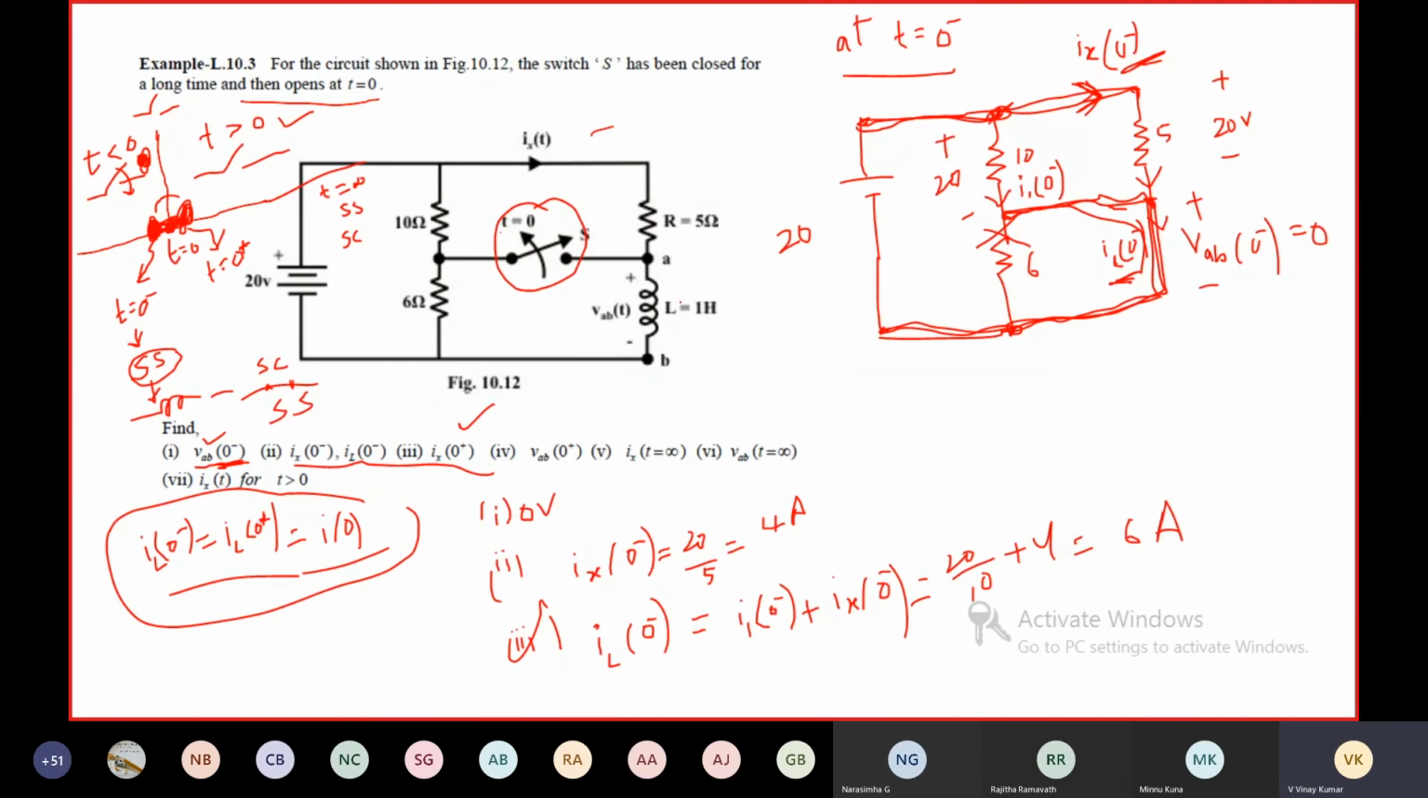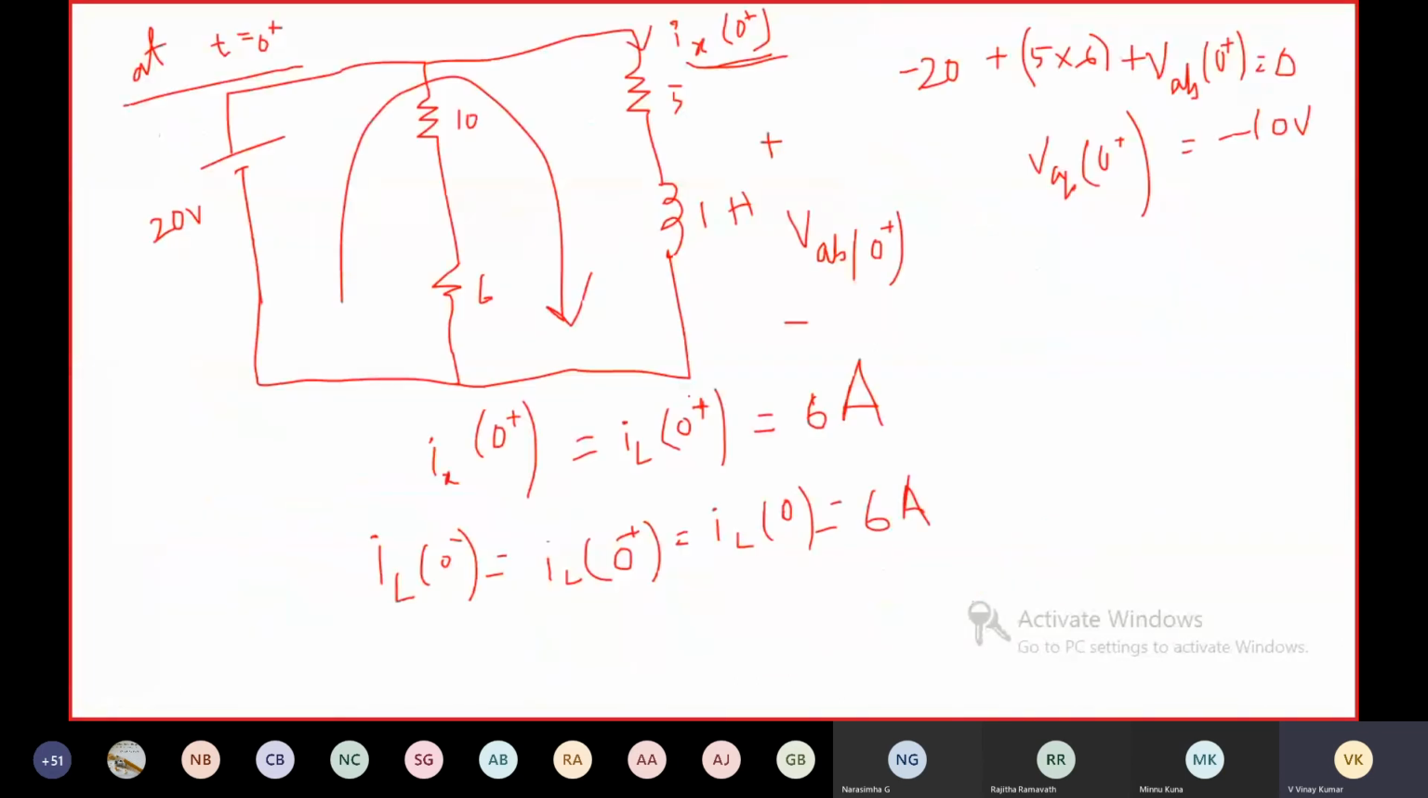Next, this is also computed. Now we have to find Ix of infinity, that is Ix of t at t equal to infinity. What will be the circuit at t equal to infinity? The circuit would be like this.